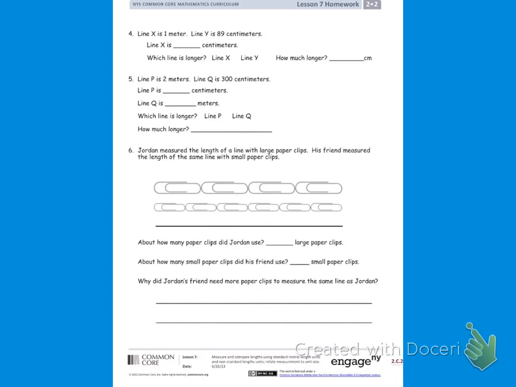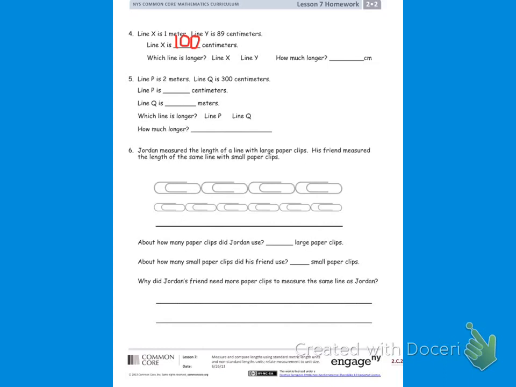So if you recall, back in Lesson 4 of the same module, we learned that 1 meter is equivalent to 100 centimeters. So we need to write that on the line. Now, knowing that line X is 100 centimeters and line Y is 89 centimeters, students should be able to tell which one is longer, line X or line Y.